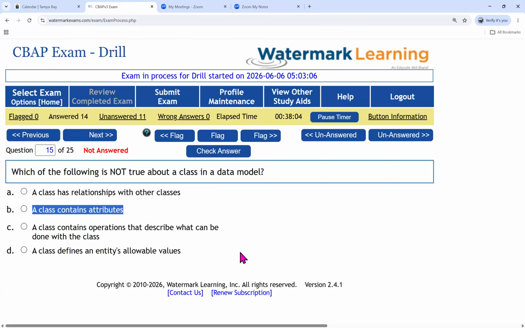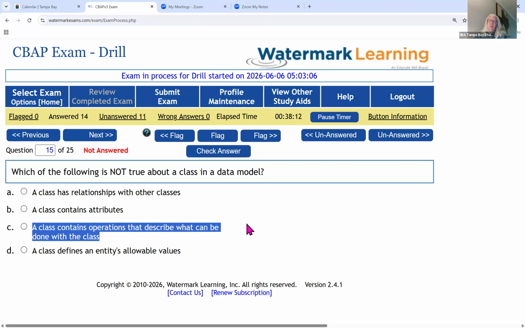It does contain attributes. A class contains operations that describe what can be done in that class. Is that true? Class diagram UML, yes, it's what we have on the... below a line. It's sometimes divided below in the line. That was the phrase I was waiting for. You're right.